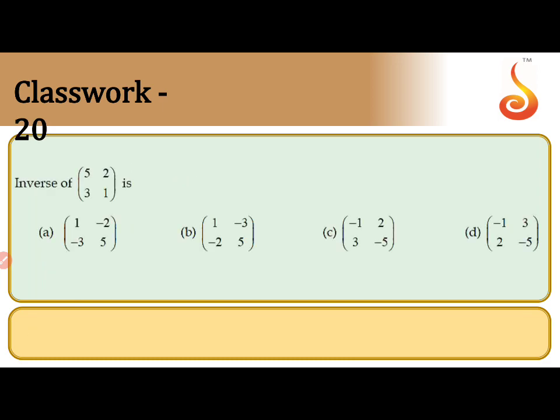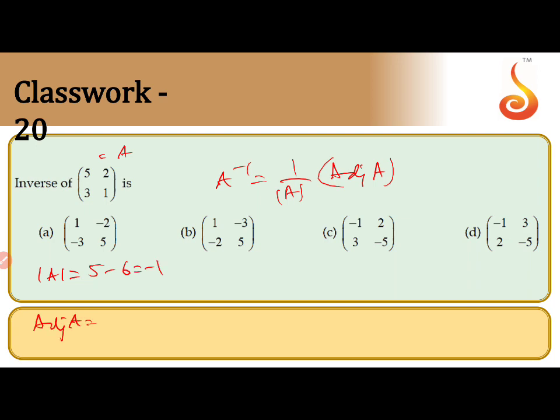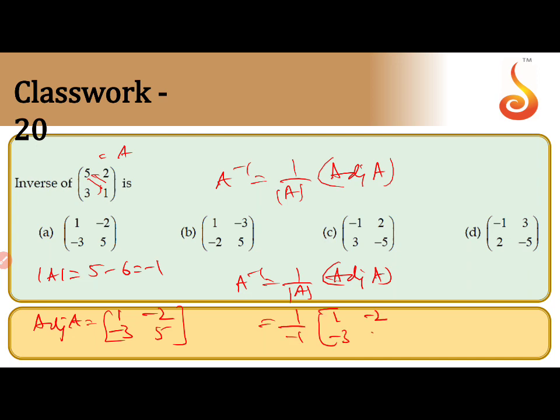Now, inverse of a matrix. To find the inverse of a matrix, it is 1 by det A into adjoint A. Suppose this is taken as A. So what is det A? Det A is 5 minus 6, that is minus 1. So what is adjoint A? For adjoint A, you interchange these two and take the opposite signs of the other two. So adjoint A is 1, minus 2, minus 3, 5. Therefore A inverse equals 1 by det A into adjoint A. This is the formula. 1 by minus 1 into adjoint A, which is 1, minus 2, minus 3, 5.